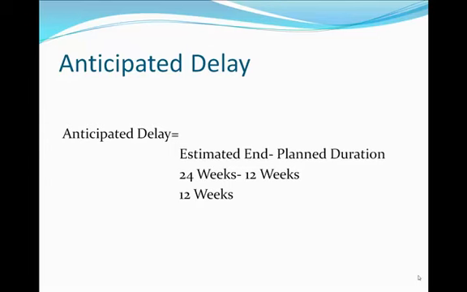You can calculate the actual anticipated delay by subtracting the planned duration from the estimated end. Because the current estimated project end is 24 weeks, and the original planned duration was 12 weeks, the delay in the project is 12 weeks.